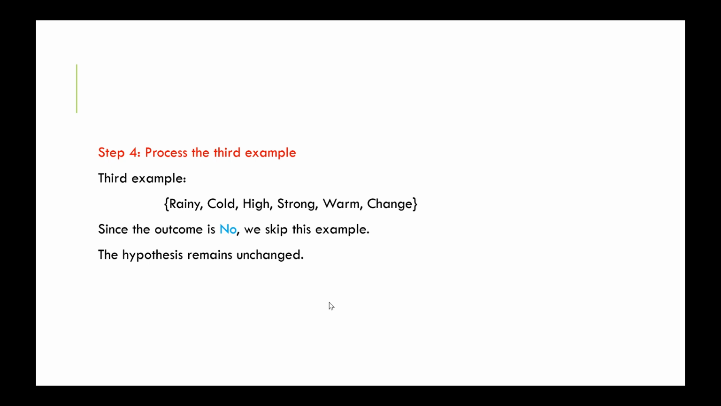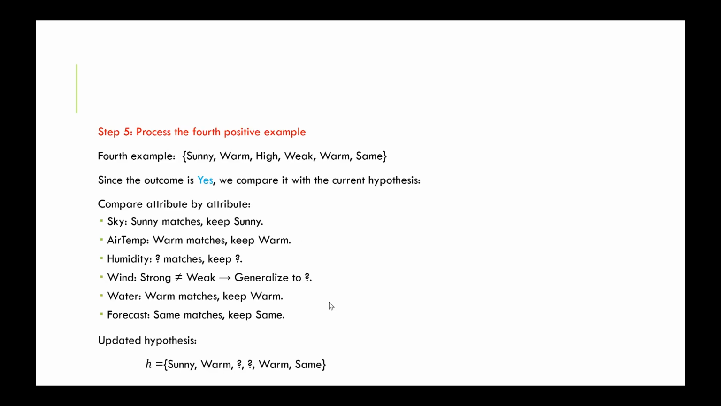Now in step 5 we are processing the fourth positive example. That is, we have sunny, warm, high, weak, warm, same. The outcome is S. So we are going to compare with the current hypothesis. Same sky, sunny; air temperature is warm, it is matching. So keep warm. Humidity: previously we have normal and now high. It is not matching, so generalize to question mark.